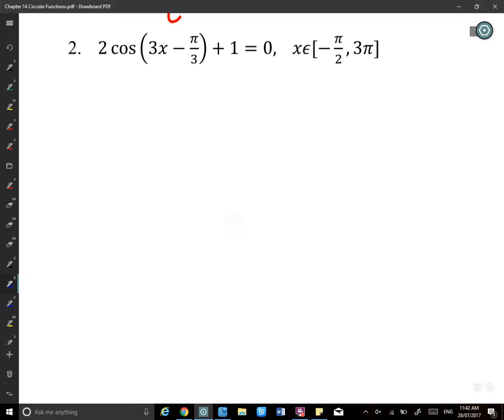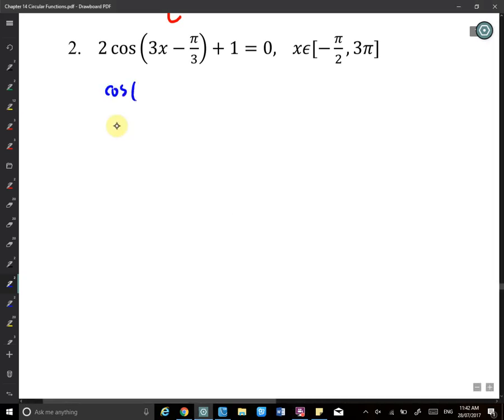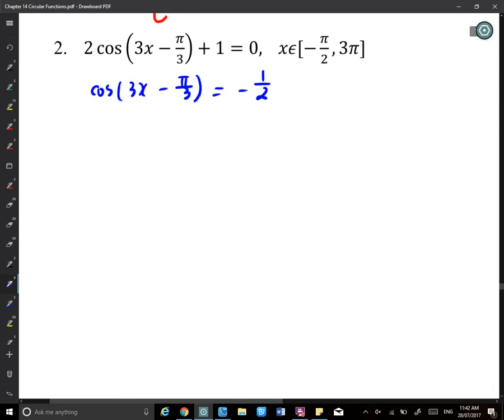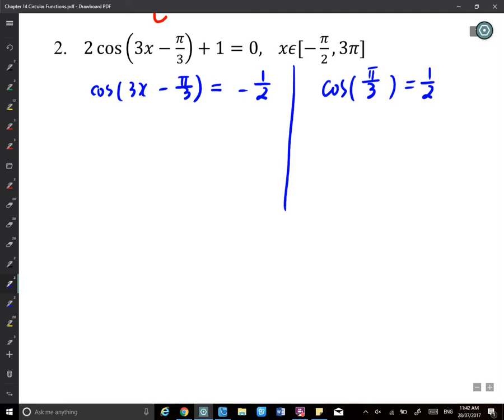Okay, first, I need to solve cosine of 3x minus pi over 3 equals -1/2. What do you think about first? It's negative, so I'll think two things now. Cosine of what equals 1/2? Most of you know that cosine of pi on 3 is 1/2. But I want negative.